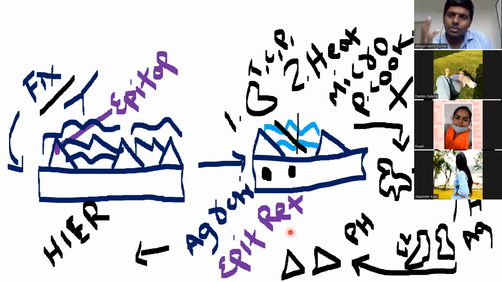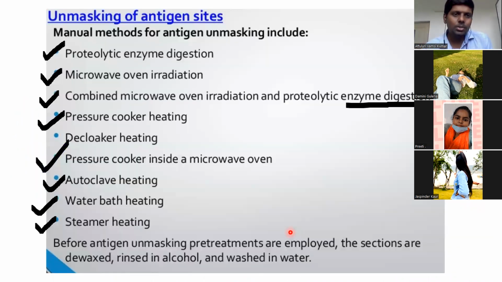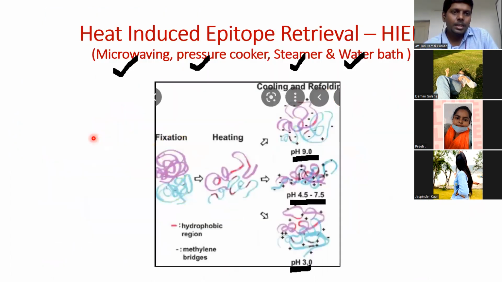Whereas in the heat methods, we have microwaving, boiling and water bathing methods, and with the help of radio waves we can do these things as well. All these heat-induced epitope retrieval methods we have discussed. One important point in antigen retrieval: upon heating, we need to refold the proteins. To facilitate the refolding, we need to cool down the tissue and at the same time introduce an appropriate pH. Only at that particular pH will the proteins refold back into their original shapes. So both subjecting it to the pH and cooling down the tissue are important.